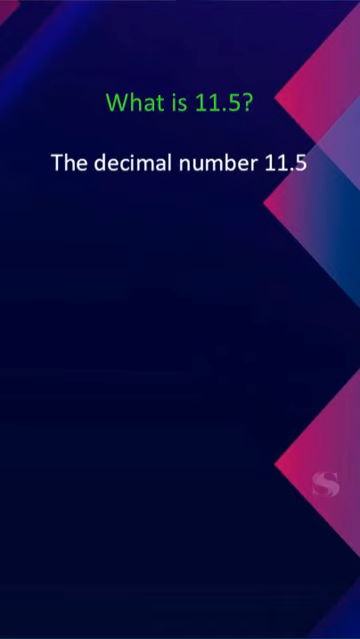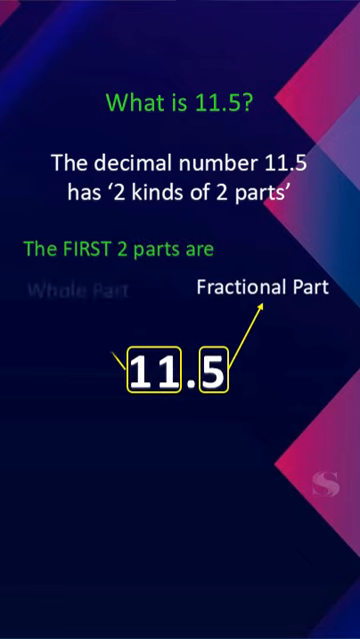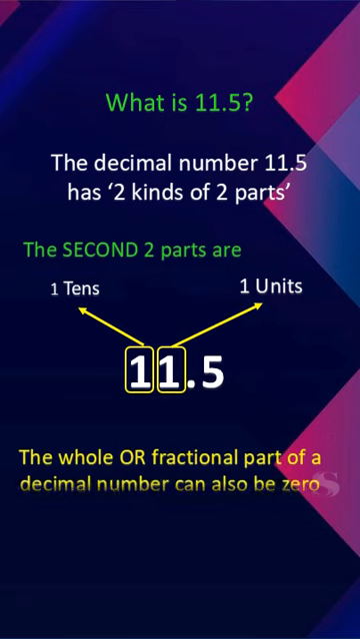11.5 is made up of two kinds of parts. First, a part that is less than 1 and the other that is equal to or more than 1. Second, the whole part, which is made of units and one packet of tens made from 10 units, just like the whole numbers. Interestingly, a decimal number can be composed of whole and fractional parts. And also, the whole or the fractional part could be 0. Both the whole part and the fractional part are optional.